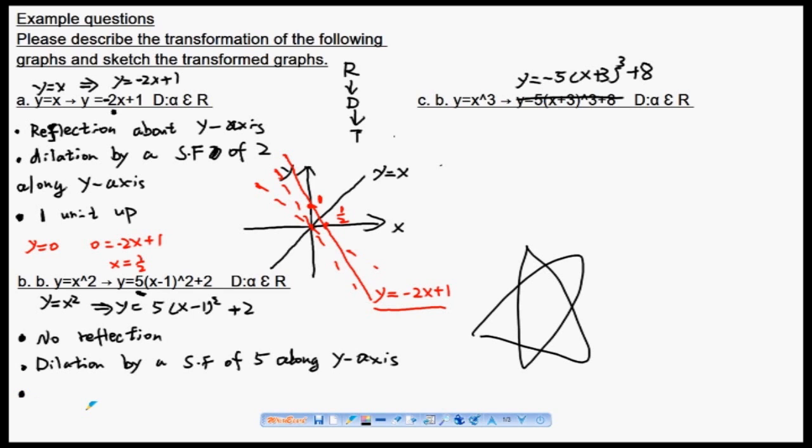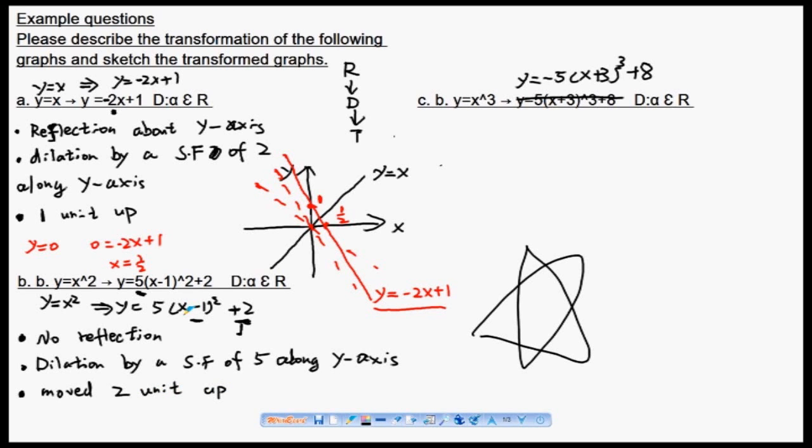Now let's do translation. Looking at the equation, there are two translations: we have minus 1 there and plus 2 there. So we must have a horizontal translation and a vertical translation. From the plus 2, we can find the vertical one: it is translated 2 units up. Simple.